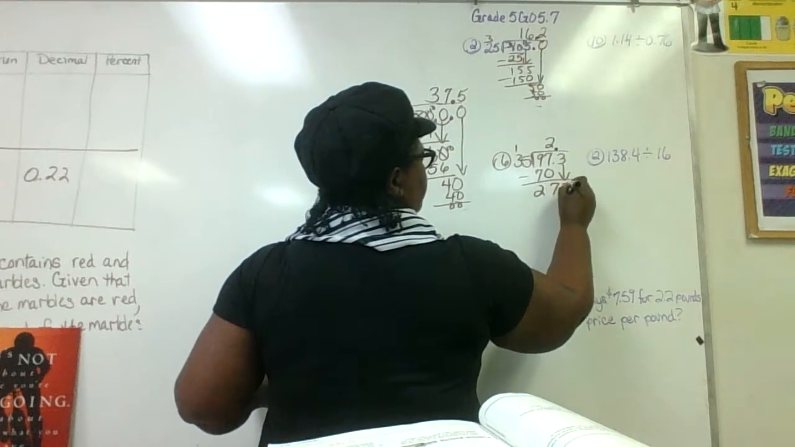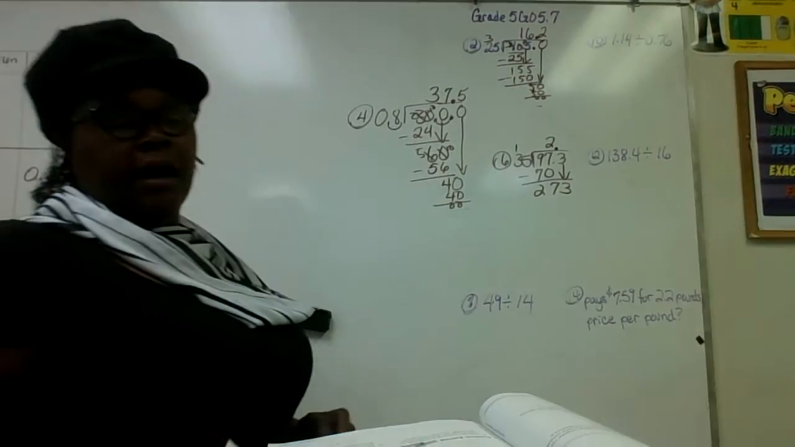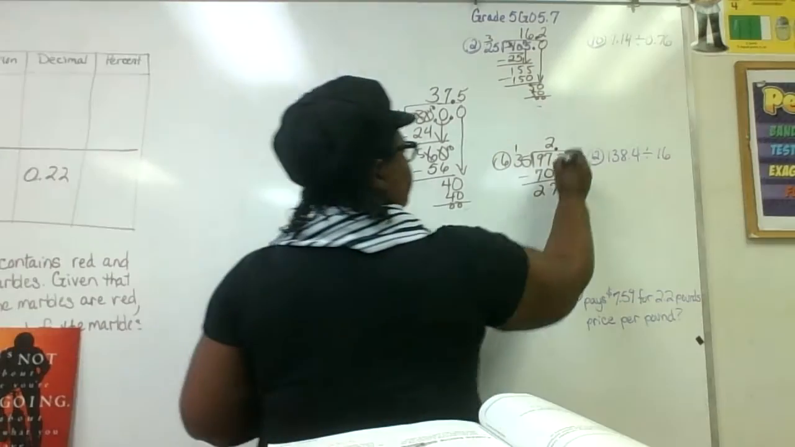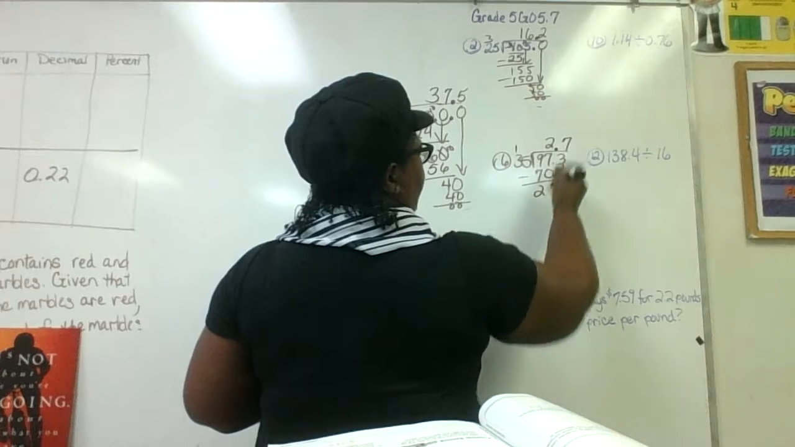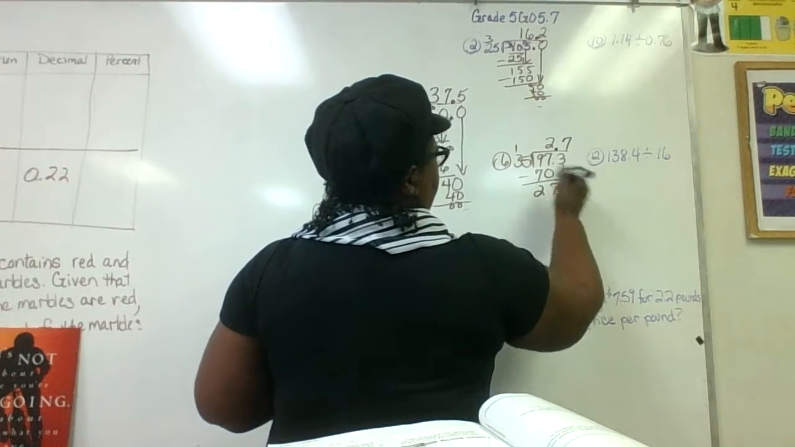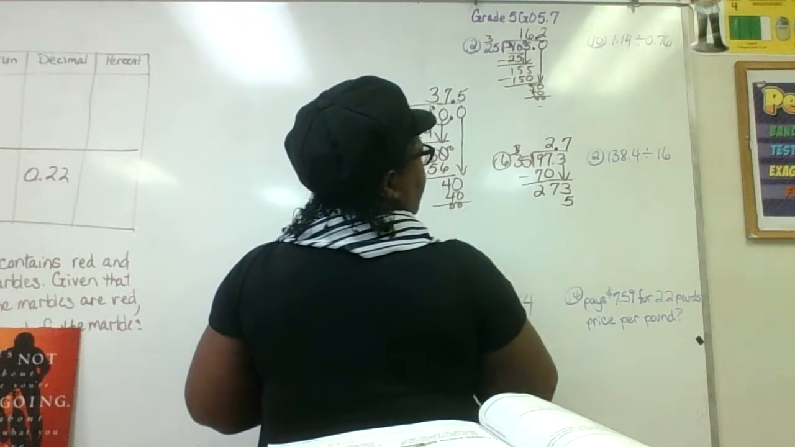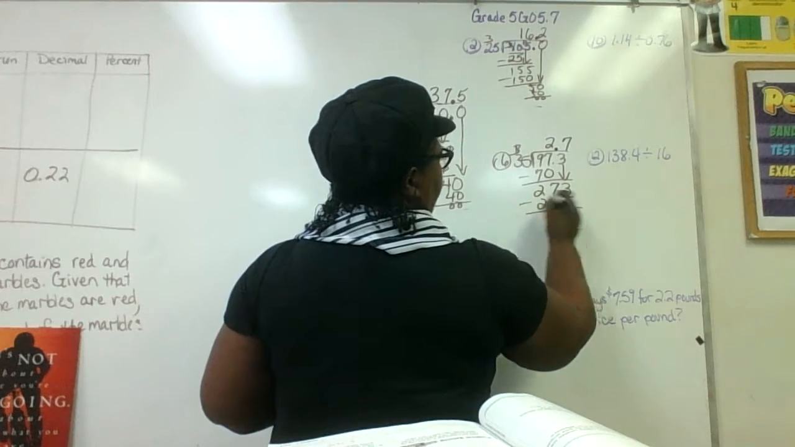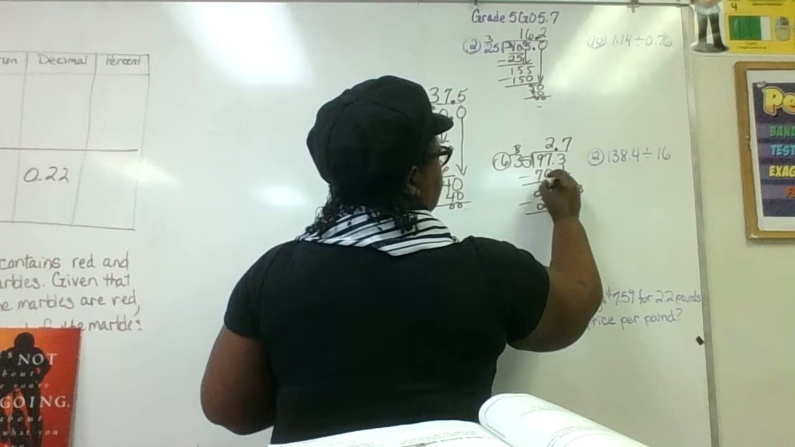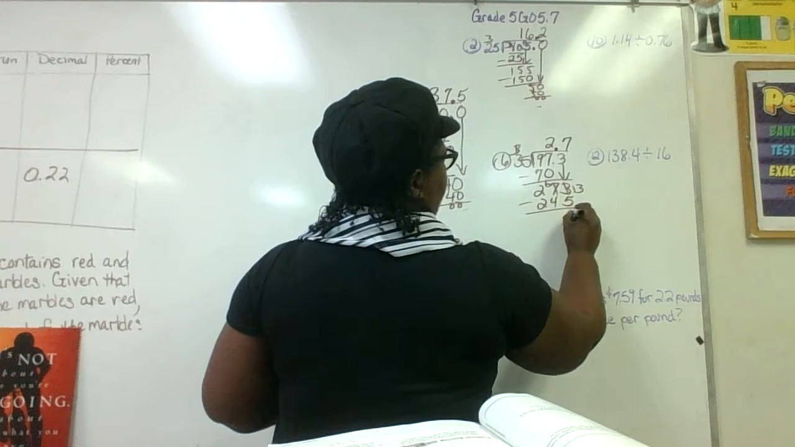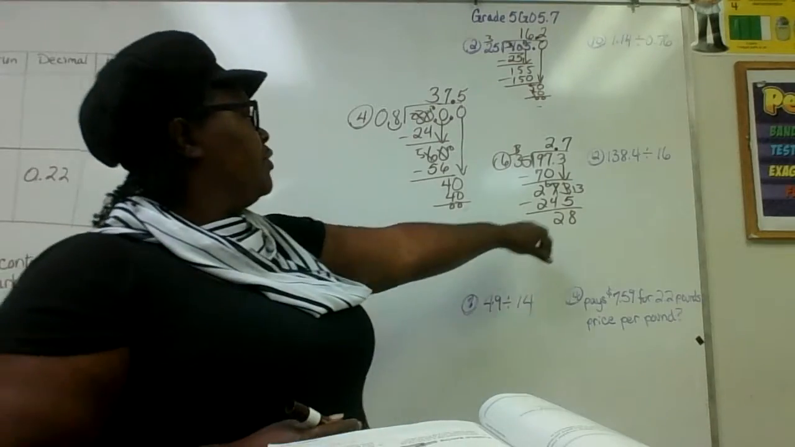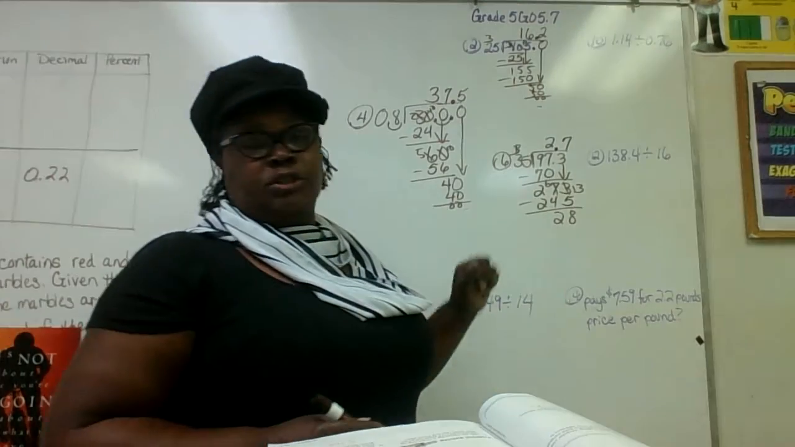Bring down our 3. Question is asked, how many 35s are in 273? The answer is 7. 7 times 35, 7 times 5, that's 35. 7 times 3 is 21, plus 3 is 24. All right, we subtract. This is 13, this is 6. 13 minus 5 is 8. 6 minus 4 is 2. And now we have a remainder, and we have no more numbers to bring down.